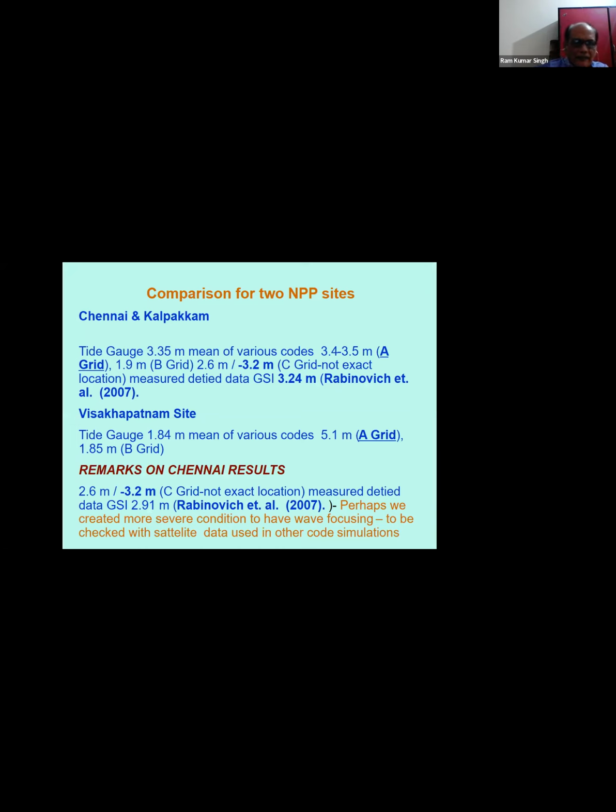And in this case we had different sizes of the grid, A grid, B grid, C grid, and in this case again we found that in most of the cases the comparison with the tide gauge data was very good, and we could get good confidence and insight into this tsunami modeling.